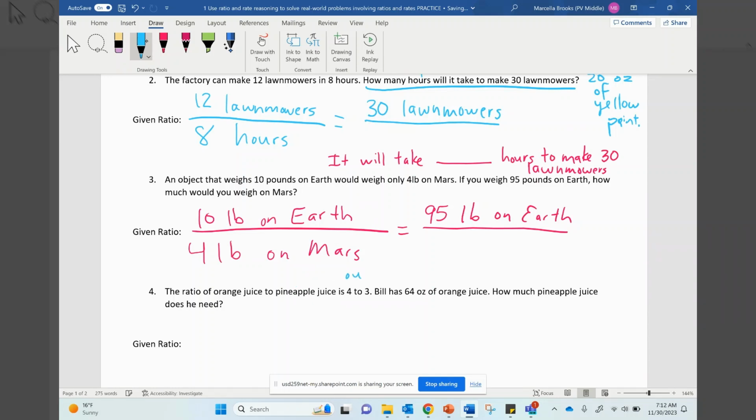Let's see. If you weigh 95 pounds on Earth, okay, so if you weigh 95 pounds on Earth, you would weigh blank pounds on Mars.